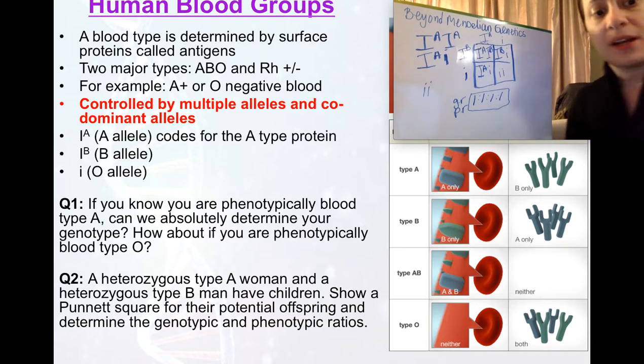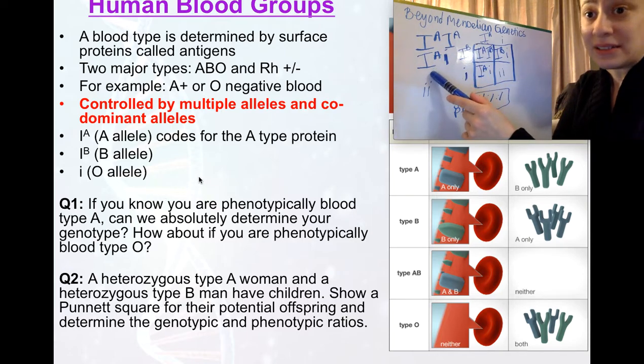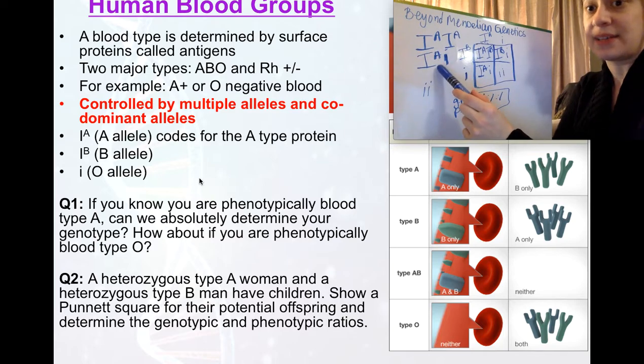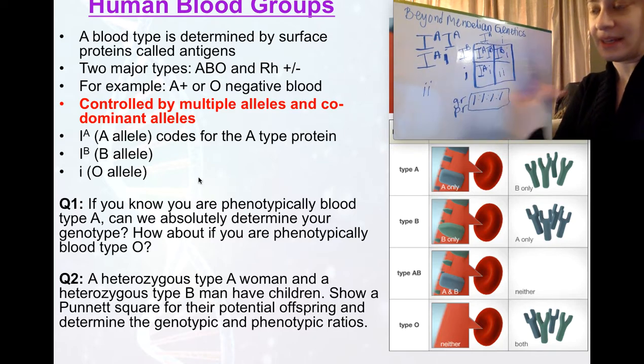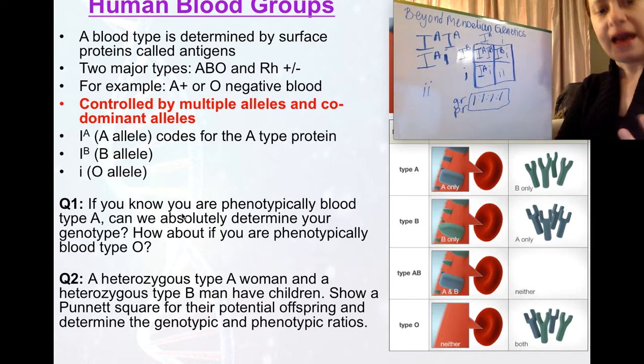Another thing we have done is, if you know you are phenotypically blood type A, can we absolutely determine your genotype? And we know that you can't. You could be homozygous A or heterozygous A, but that's not possible to determine unless you're looking at that individual's parents or children or other members of the family. How about if you are phenotypically blood type O? If you are blood type O, there's just one genotype that would determine that phenotype, and that would be homozygous O allele.